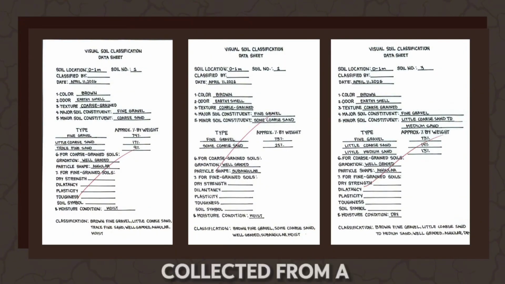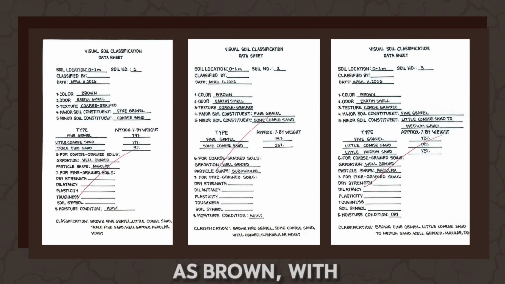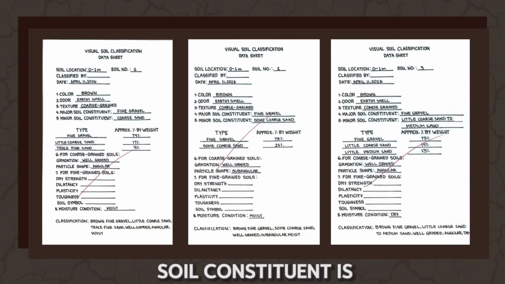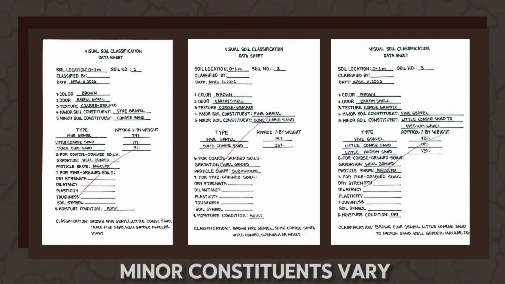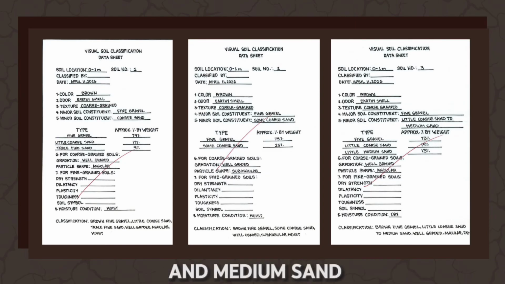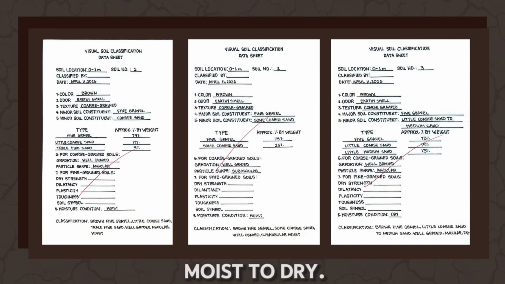The soil samples were collected from a depth of 0 to 1 meter at the same location. All samples are generally described as brown, with an earthy odor and coarse-grained texture, and their major soil constituent is consistently fine gravel. Minor constituents vary slightly across the samples, including combinations of coarse sand and medium sand in different proportions. The soils are generally well-graded, indicating a wide distribution of particle sizes, while particle shape varies from angular to subangular depending on the sample. Moisture conditions also differ, ranging from moist to dry.